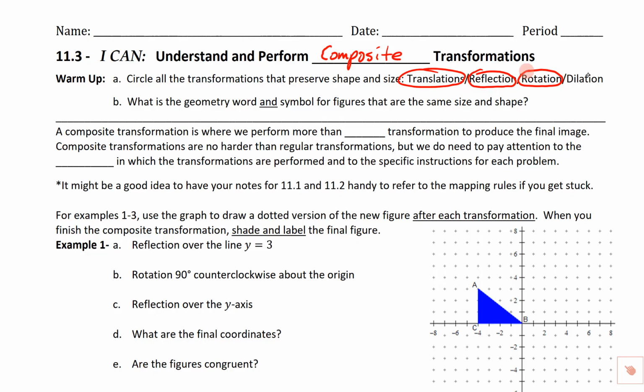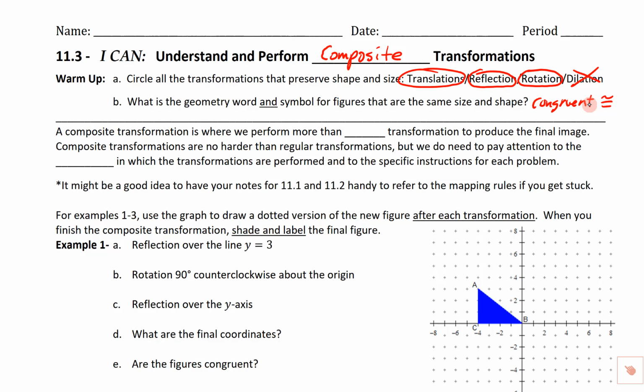Okay, a dilation does not. A dilation fundamentally changes the size of the sides. It may or may not change the angles depending on what the scale factors are in each direction, but that one isn't. Now remember, what is the geometry word and the symbol for figures that are the same size and the same shape? Well, if you were listening, I just mentioned what it is. The word is congruent, and the symbol is an equal sign with a little squiggly over it. So remember, numbers can be equal, figures are congruent.